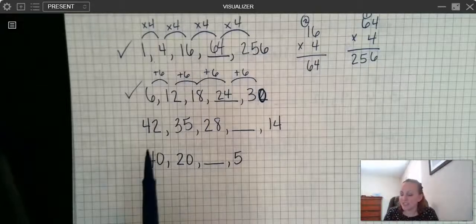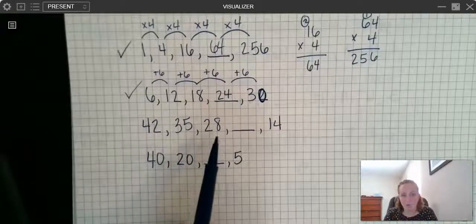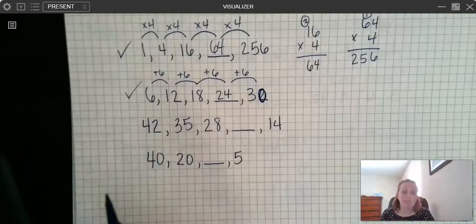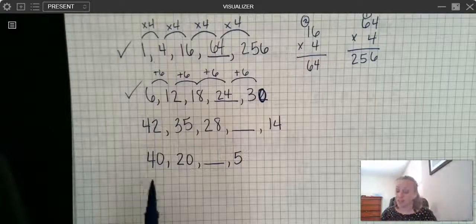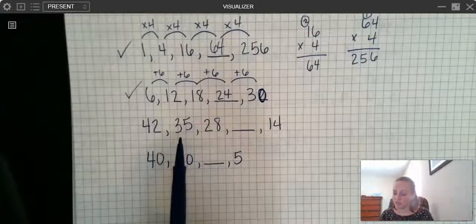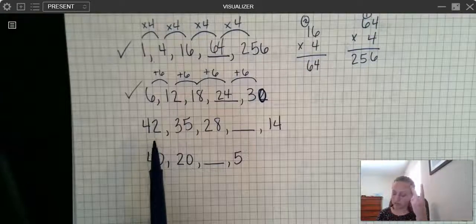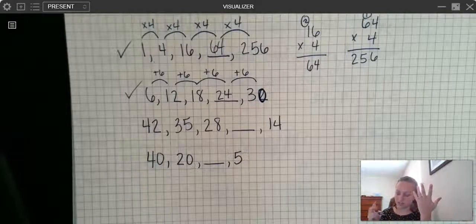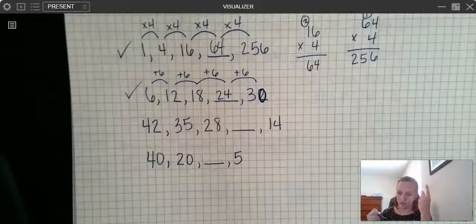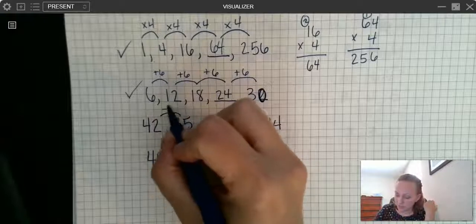All right, so let's look at this next pattern. All right, here my numbers are getting smaller, which means I'm going to be using subtraction or division. So if I have 42 to get to 35, so 42, I'm going to try subtraction first. 42, 41, 40, 39, 38, 37, 36, 35. So I subtracted 7. So 35, 34, 33, 32, 31, 30, 29, 28. Ooh, yep, subtracting 7, that's my rule.